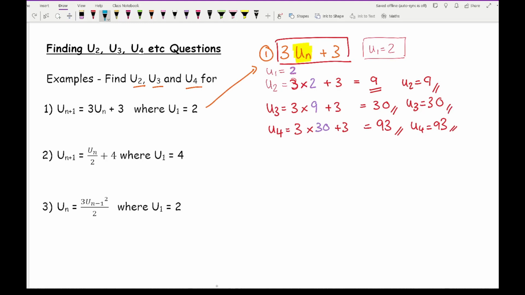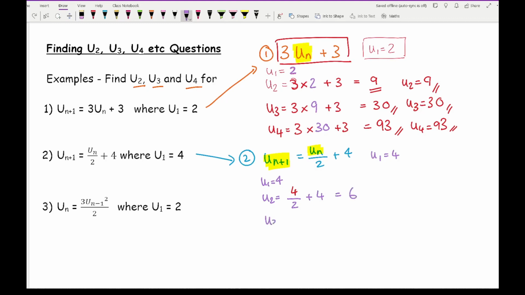So moving on to question 2. With question 2, our formula looks like u(n+1) equals un over 2 plus 4. Now un is the previous term and u(n+1) is my new term. So again, starting with a value of 4, u1 equals 4. So u2 is going to be the previous term, which is 4, divided by 2, because you always divide by 2 because that's the formula, and then add 4. So 4 divided by 2 is 2, plus 4 is 6.